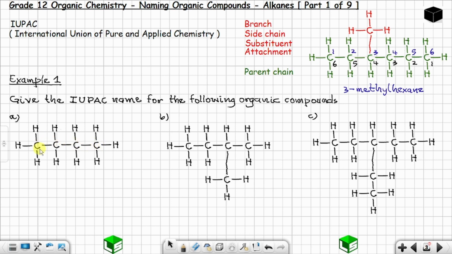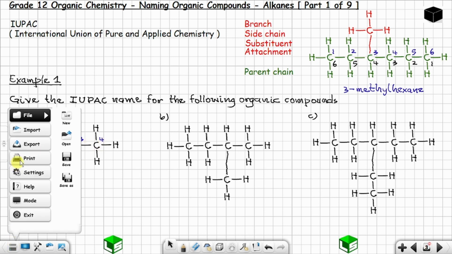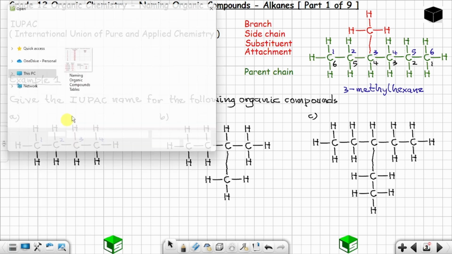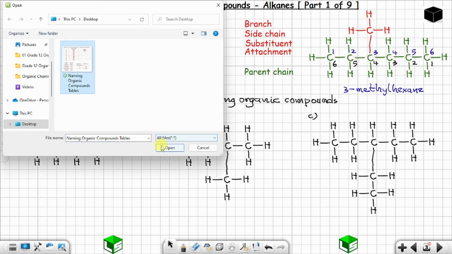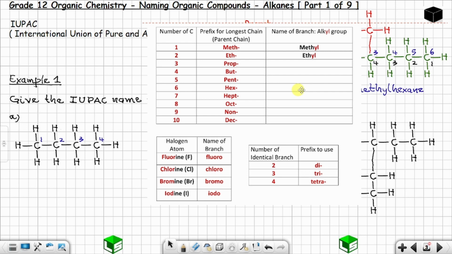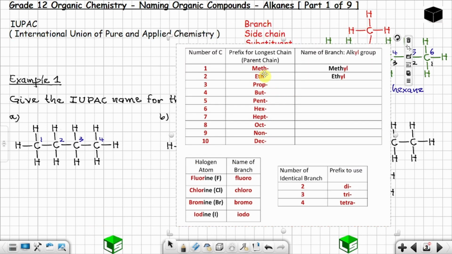So how many carbons do we have? You have 1, 2, 3, 4. There is no branch. Using this table, you have to memorize this table. You are not going to be given it in the exam. So this is very simple. Just try to memorize it and it's going to stick with you.